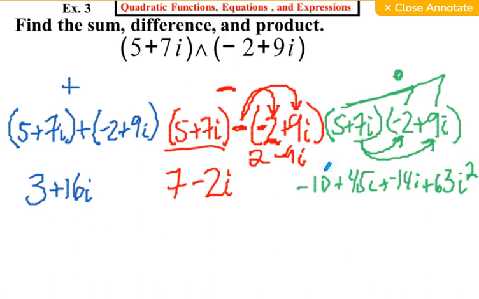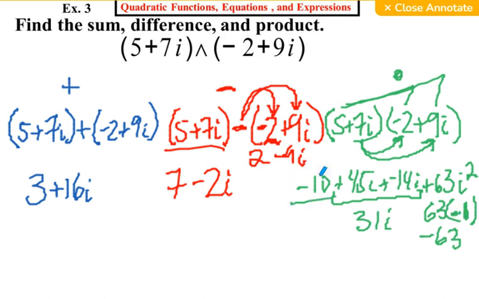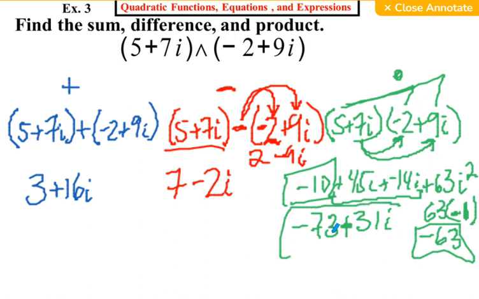So if we combine the i's first, 45 minus 14, that should be what, 31i? Everyone, yeah? All right. However, don't forget, over here where the i squared is at, we need to substitute what, everyone? Negative 1, yes. So 63 times negative 1 gives us negative 63. So negative 10 and negative 63, that is negative 73 plus 31i, and that's our product.